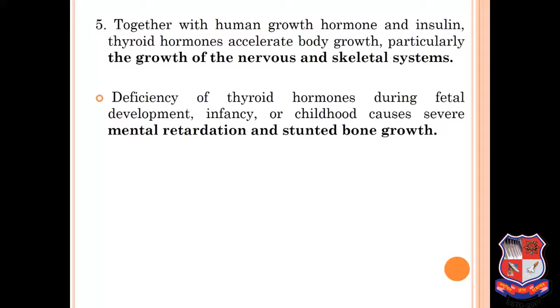Thyroid hormones, with insulin and with growth hormone, accelerate body growth, particularly of the nervous system and skeletal system. So if there is deficiency of thyroid hormone during fetal development, during infancy, or during childhood, it causes severe mental retardation and inhibits bone growth.